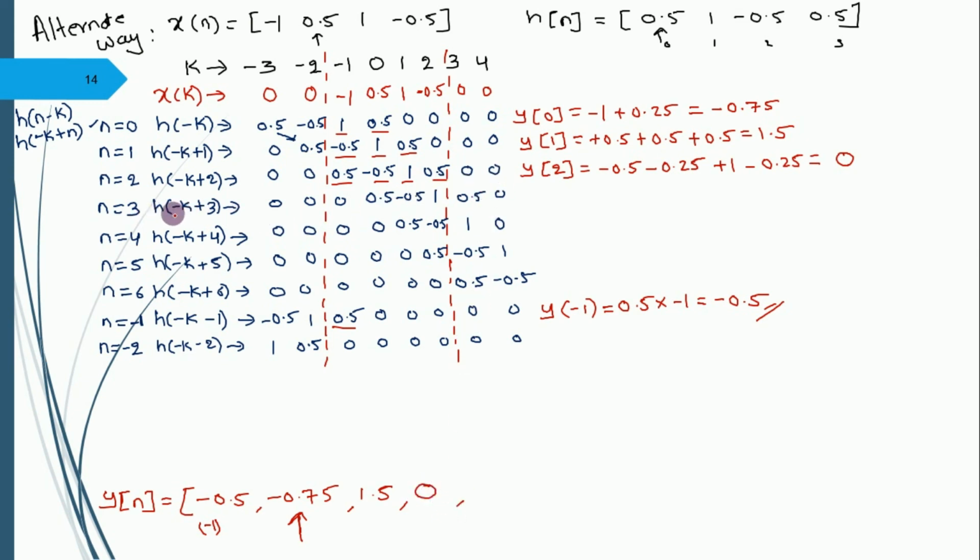Next, n is equal to 3. H of minus k plus 3 will result in non-zero value, non-zero value, non-zero value. Here 0, no need to go for product. 0.5 into 0.5 will result in plus 0.25. Minus 0.5 into 1, minus 0.5. 1 into minus 0.5 will result in minus 0.5. So minus 0.5 minus 0.5 will result in minus 1. Minus 1 plus 0.25 will result in minus 0.75.